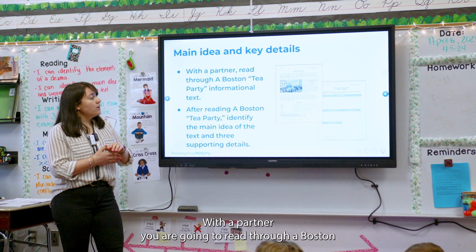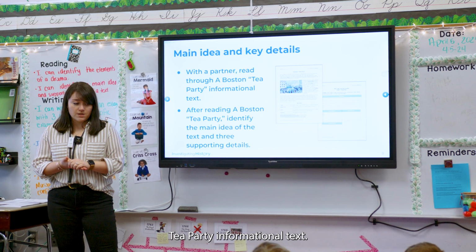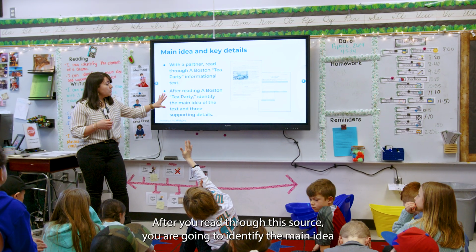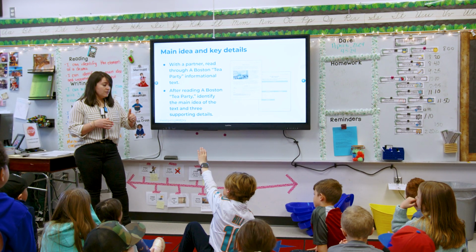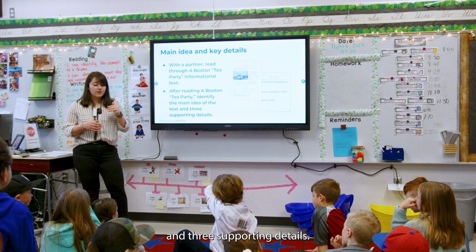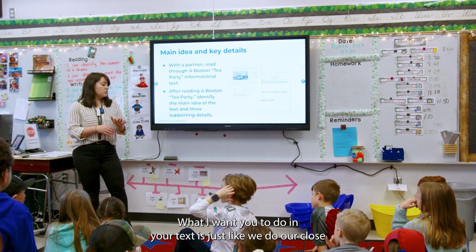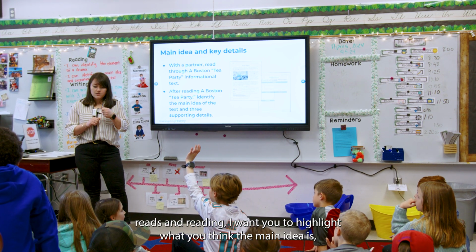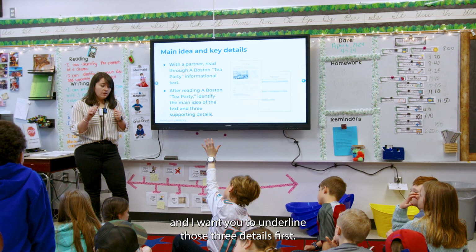Okay? With a partner, you are going to read through a Boston Tea Party informational text. Make sure you're observing those text features as you're reading as well. After you read through this source, you are going to identify the main idea and 3 supporting details. What I want you to do in your text is just like we do our close reads and reading. I want you to highlight what you think the main idea is, and I want you to underline the 3 details first.